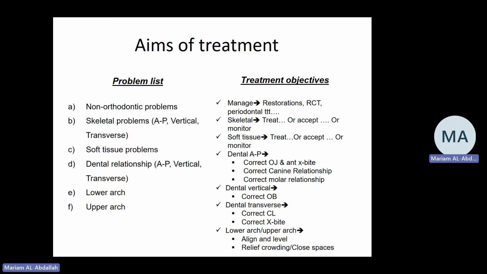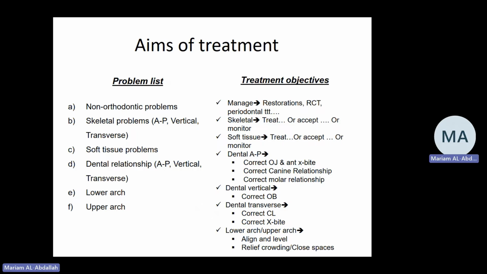For the molar relationship, we should always aim for class 1 or full unit class 2 or full unit class 3. Okay, we should never end up with a half unit class 2, for example, or half unit class 3, etc. So we need to correct the molar relationship accordingly. For the dental vertical proportions, of course, we need to correct the overbite. If it's deep, we need to reduce it. If it's reduced, we need to increase it. If it's an anterior open bite, we need to correct it.